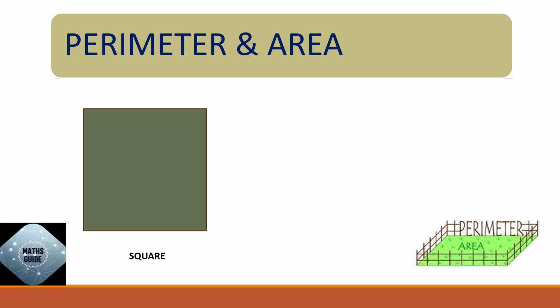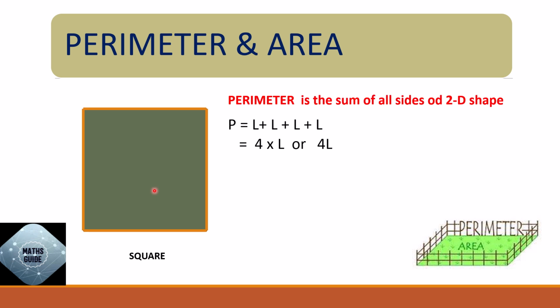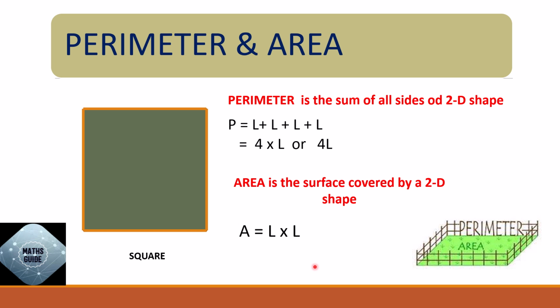Now look at this square. It has four equal sides and the sum of all these four sides is equal to the perimeter of the square. So we can generate a formula from this: perimeter is equal to length multiplied by 4. It means the sum of all four sides. And area is equal to the surface covered by this shape. So this green portion is the area and we can find the area by multiplying length by its length. It means by multiplying the two dimensions we can calculate the area.